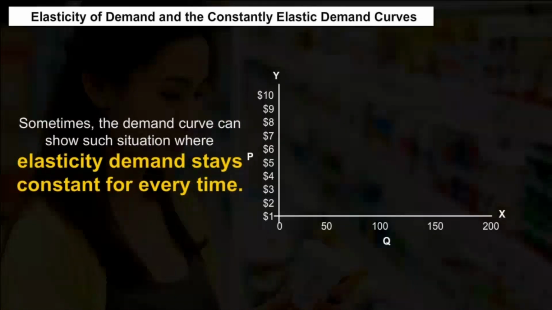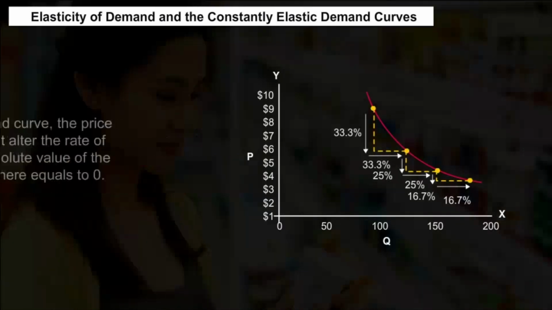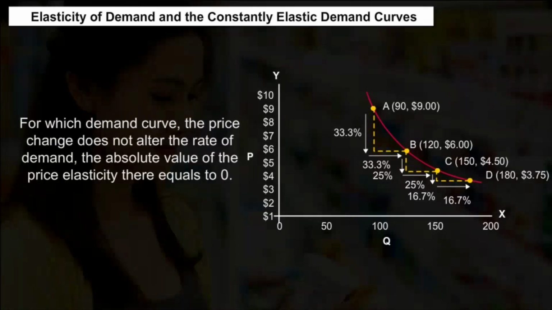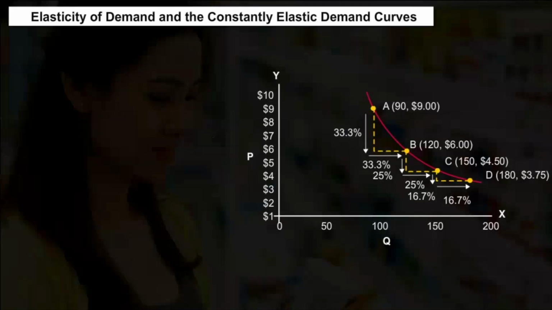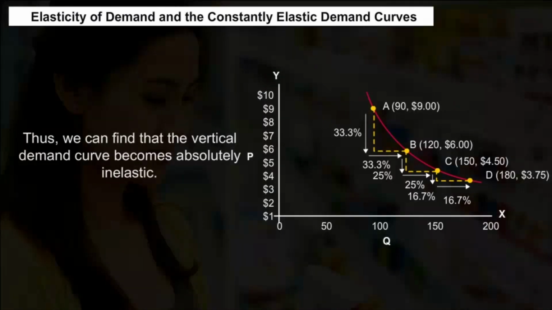Sometimes the demand curve can show a situation where elasticity of demand stays constant all the time, for which the price change does not alter the quantity demanded. The absolute value of the price elasticity there equals zero. Thus we can find that the vertical demand curve becomes absolutely inelastic.